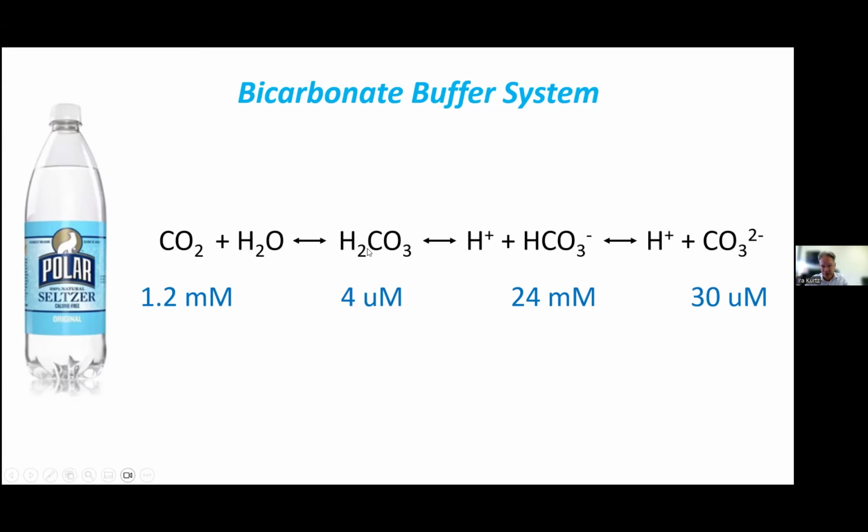But we can ignore, and we typically don't think about clinically, the carbonic acid concentration just because it's so low. It's 4 micromolar compared to the millimolar range. We're dealing with something that's 1,000 times less in concentration, and the carbonate at pH 7.4 is 30 micromolar. It gets more and more prevalent as you raise the pH because there are actually two pKs.